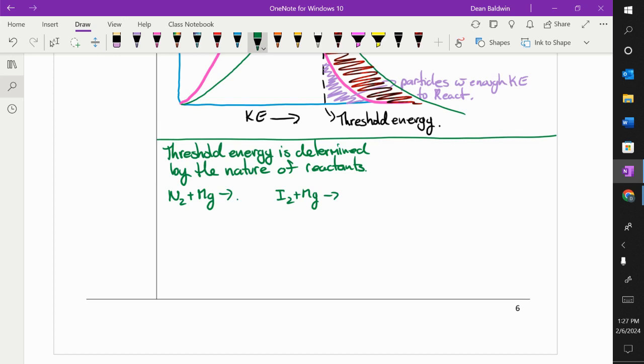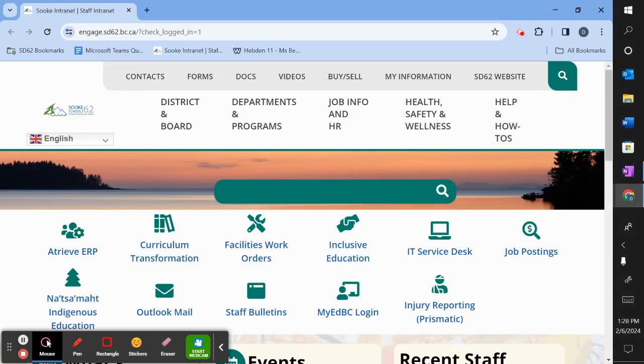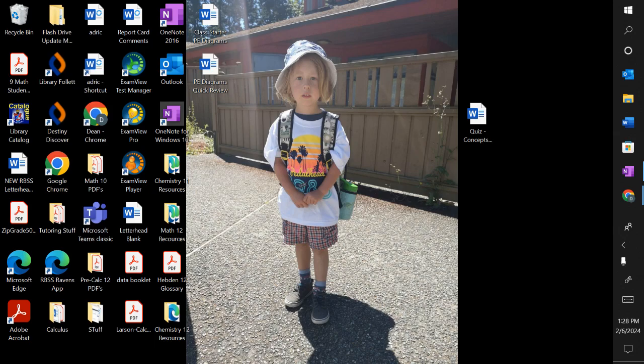How many bonds does nitrogen form? I heard somebody say it. We need a periodic table at the front here. You can look right at it. What's the question? How many bonds does nitrogen form? 3. It wants to form 3 bonds, right?